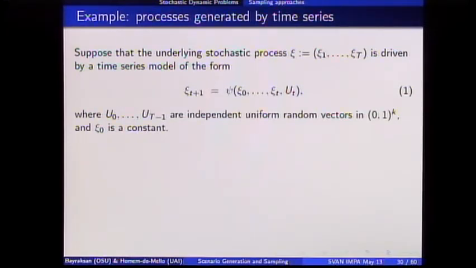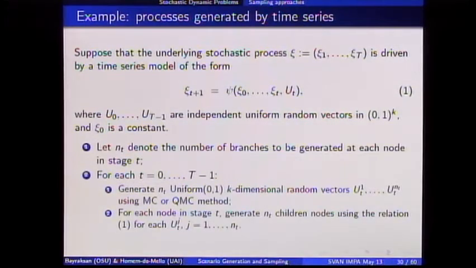So in that case, doing this Monte Carlo sampling is very easy, because all you have to do is generate a bunch of U random vectors. So here's an algorithm. Suppose this is the number of branches to be generated at each stage. You have to work with a fixed tree structure. So for each t, you just generate a bunch of uniforms here. You could use Monte Carlo, or the quasi-Monte Carlo method, as Güzin described on Wednesday.